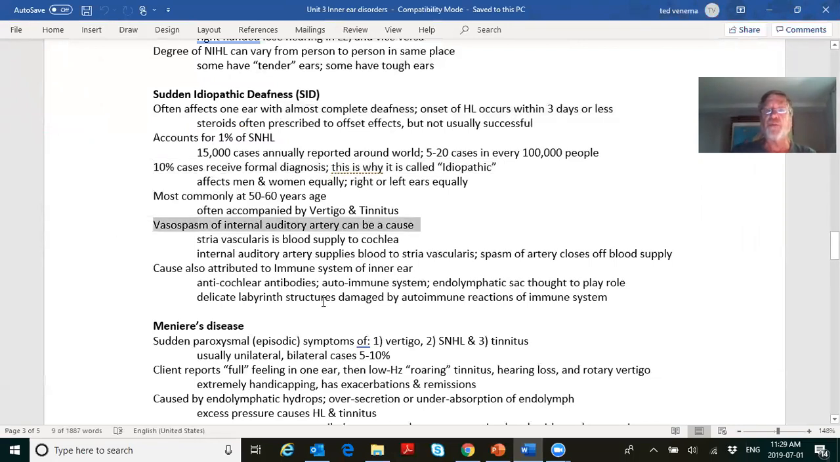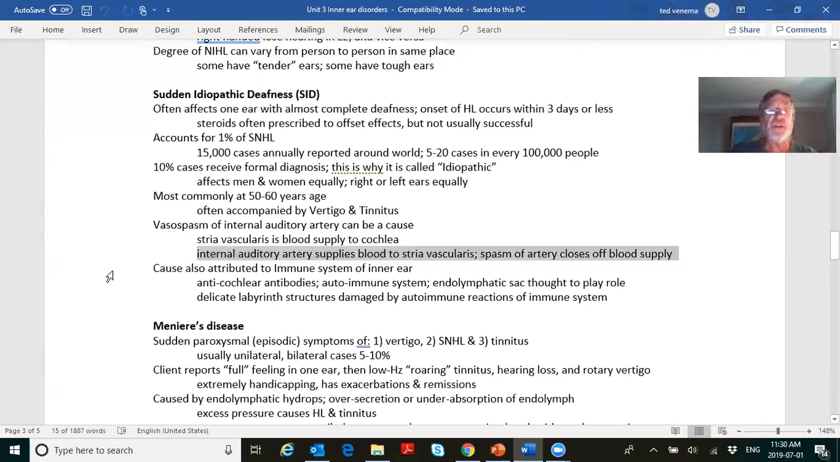Some people think it's a spasm of the internal auditory artery, something like a lack of blood supply to the ear. Remember, the stria vascularis is the blood supply to the cochlea. So maybe the artery that supplies the stria vascularis suddenly seizes up. Who knows? The internal auditory artery supplies blood to the stria vascularis. A spasm of the artery closes off the blood supply.